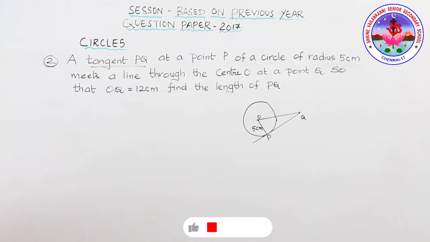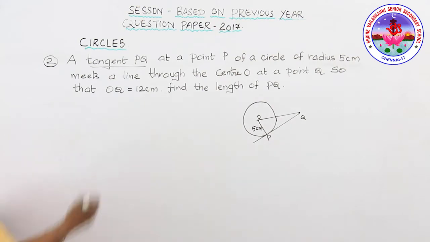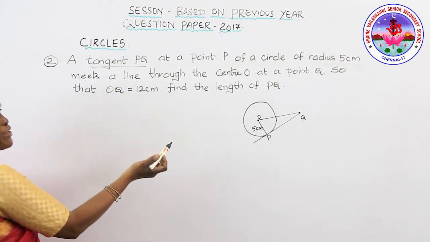Second problem: a tangent PQ at a point P of a circle of radius 5 cm meets a line through the center O at a point Q, so that OQ is equal to 12 cm. Find the length of PQ. With the given statement, I am going to draw the figure.